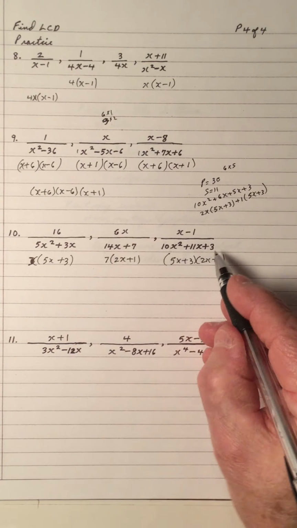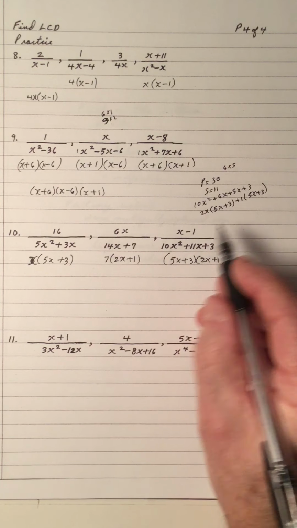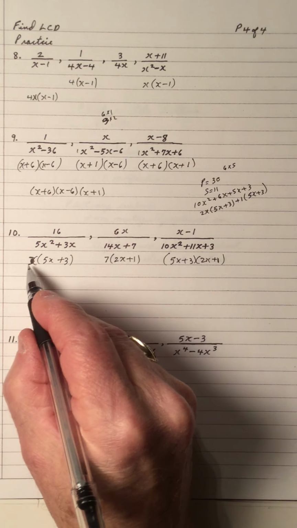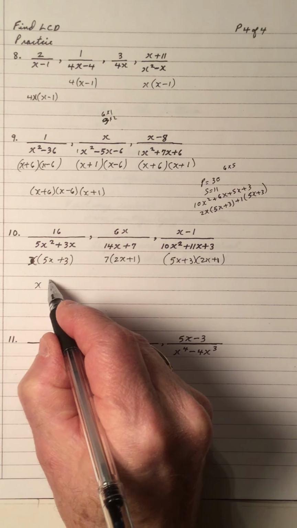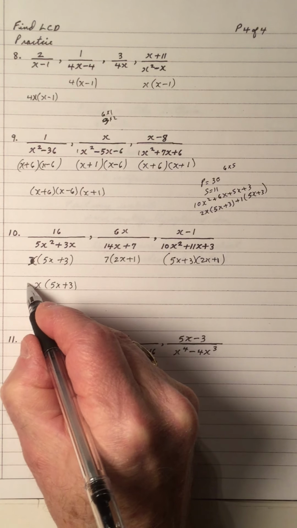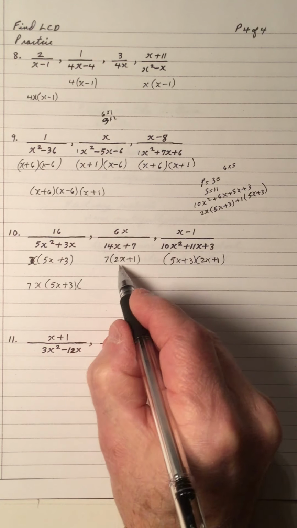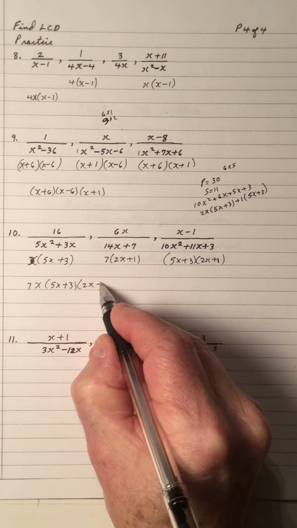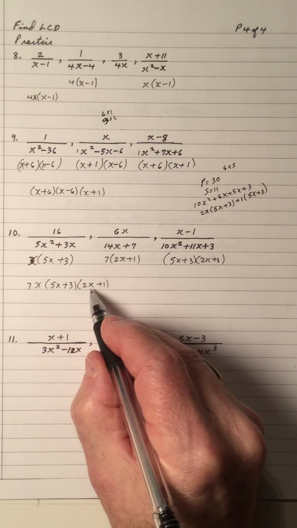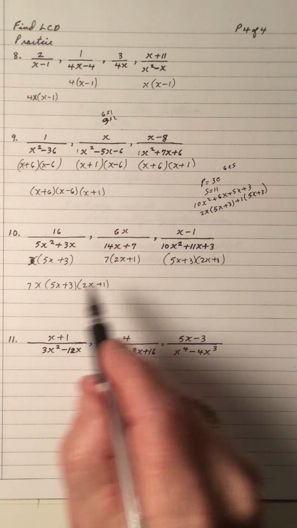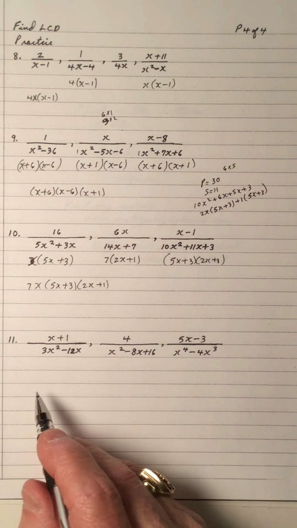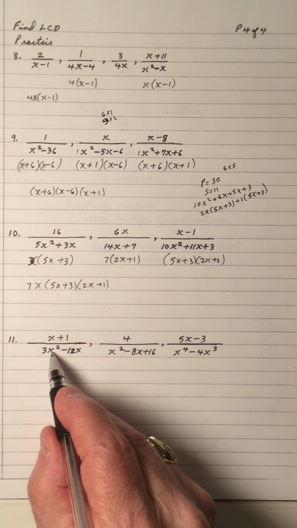So I figured if I did the FOIL on those, rather than go through this. So we have an x, we have a 5x plus 3. We need the 2x plus 1. 5x plus 3 is already there. 2x plus 1 is already there. So all these denominators are represented in here. That's the LCD.